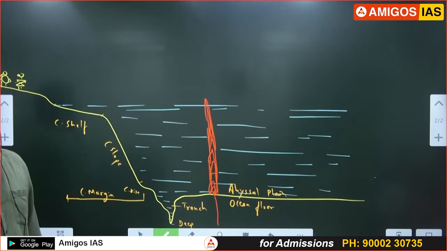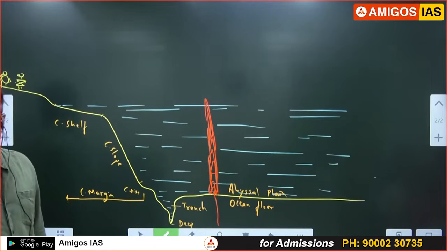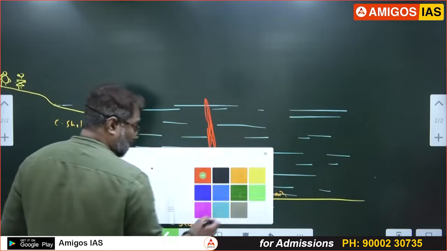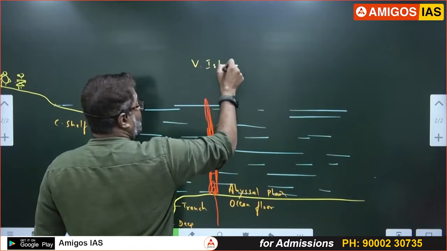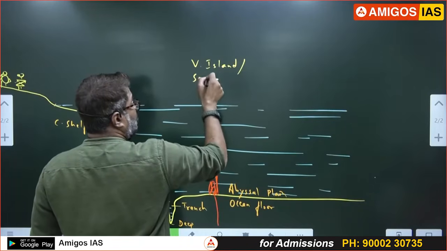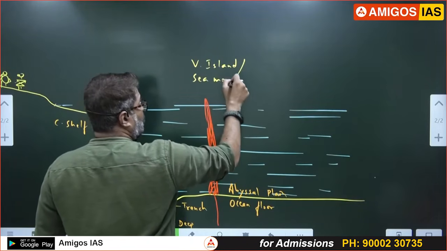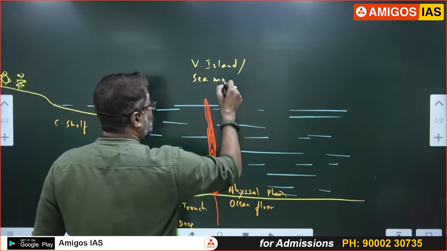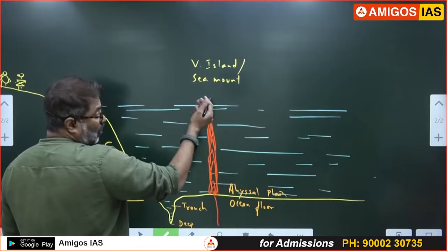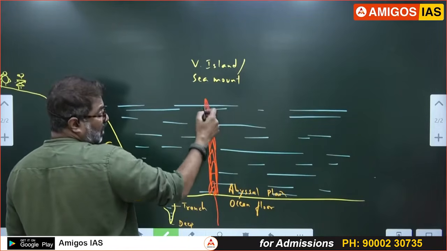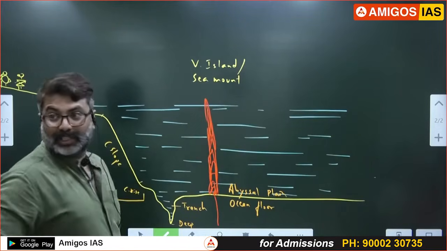Like St. Mary's Island, Hawaii, correct? Many islands are like this. So these are called volcanic island or seamount. Seamount. Remember this, okay? Seamount. Because it has come above, because of this exposure, the upper part is exposed, it looks like an island for us.